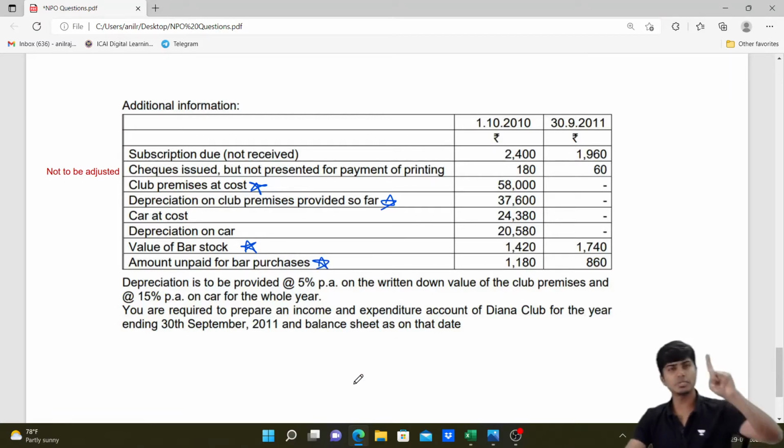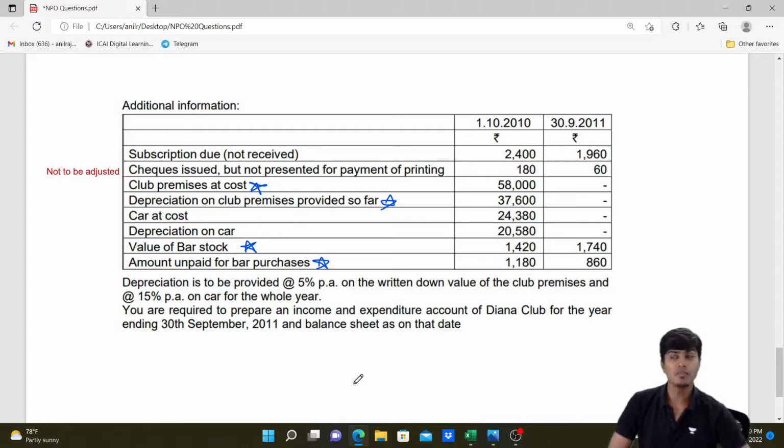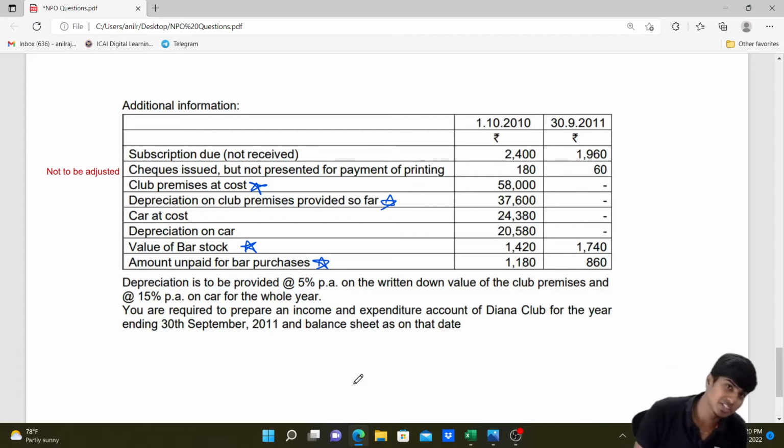Two ledgers. One is bar stock. The other one is creditors for bar purchases. When you open those two, it will all be fine. And after this problem, I'll come out with a master problem, wherein you would be required to prepare receipts and payment, income and expenditure, opening balance sheet as well as closing balance sheet. That would also be there as a follow-up video on this one.